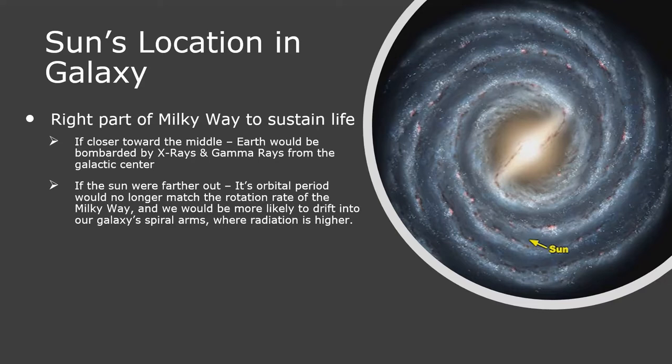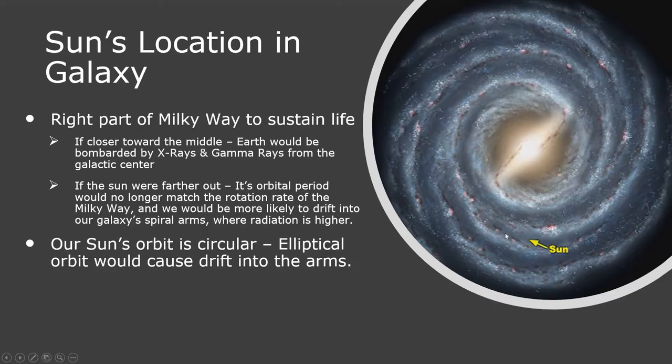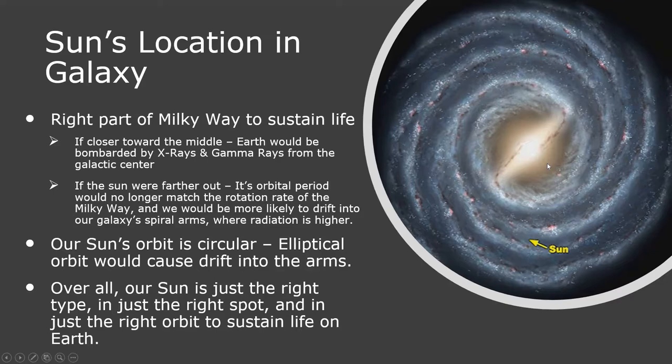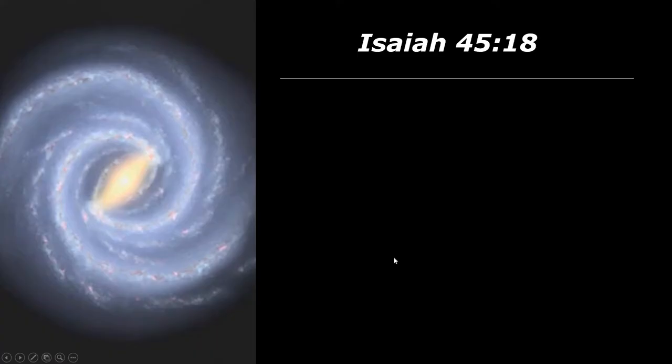And our sun's orbit is circular. An elliptical orbit would cause drift into the arms. So overall, our sun is just the right type and just the right spot and just the right orbit to sustain life on Earth.